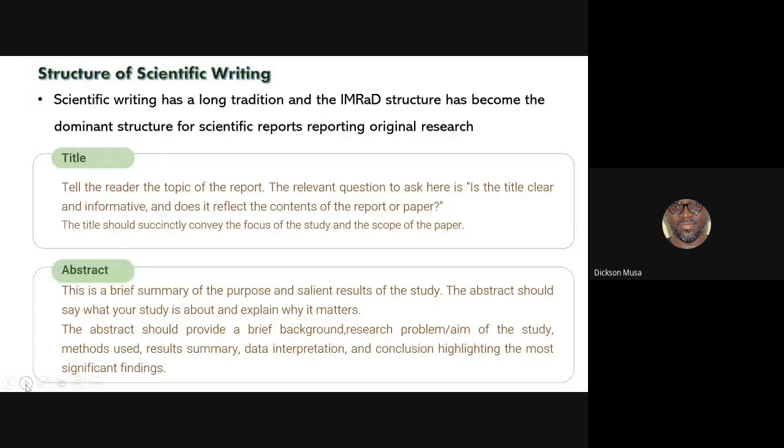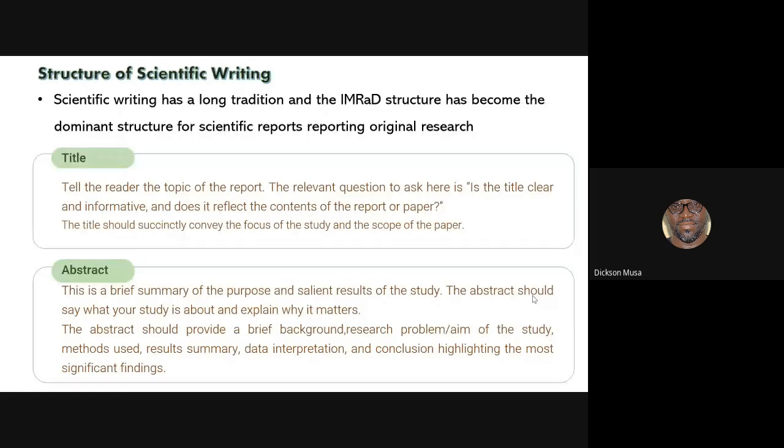Now, any academic writing has structures. And one of the things that an academic writing must have is the title. The title tells the reader the topic of the report. It tells the reader the relevant question to ask. The relevant question to ask here is: is the title clear and informative? And does it reflect the content of the report or paper?